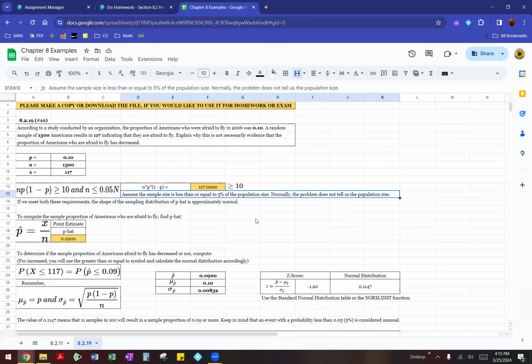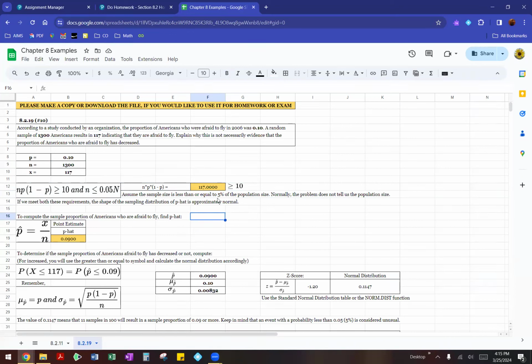And they're talking about the population of Americans here. So what the population of our country is based on that, 1,300 is definitely going to be less than 5% of the population size. So once both of those conditions are satisfied, we can basically say that we're meeting these requirements, and that means the shape of our sampling distribution for p hat is going to be approximately normal.